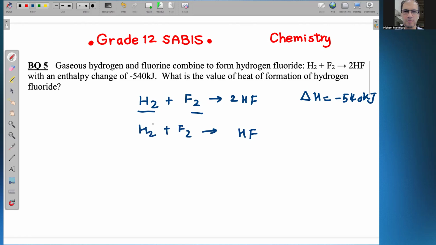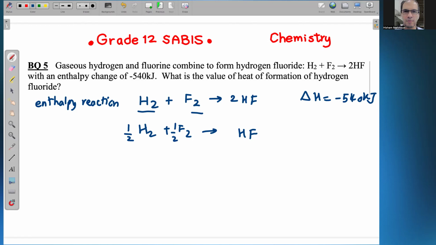The whole answer lies in the definition. The first one he mentioned, minus 540, is not the enthalpy change of formation. It is the enthalpy change of the reaction. Enthalpy change of reaction can be 1 mole, 2 moles, anything. So it's equal to minus 540. But when he says what is the value of heat of formation of hydrogen fluoride, it means the formation of 1 mole. So in this case, I have to divide everything by 2.